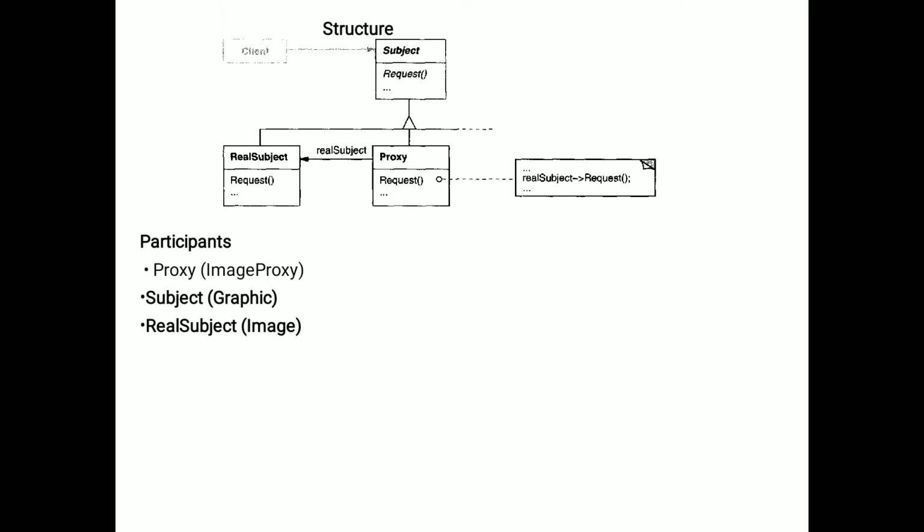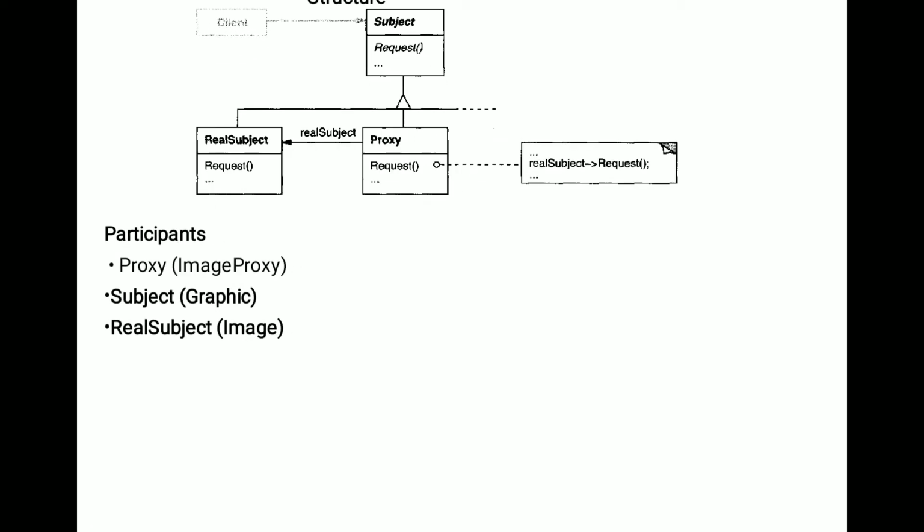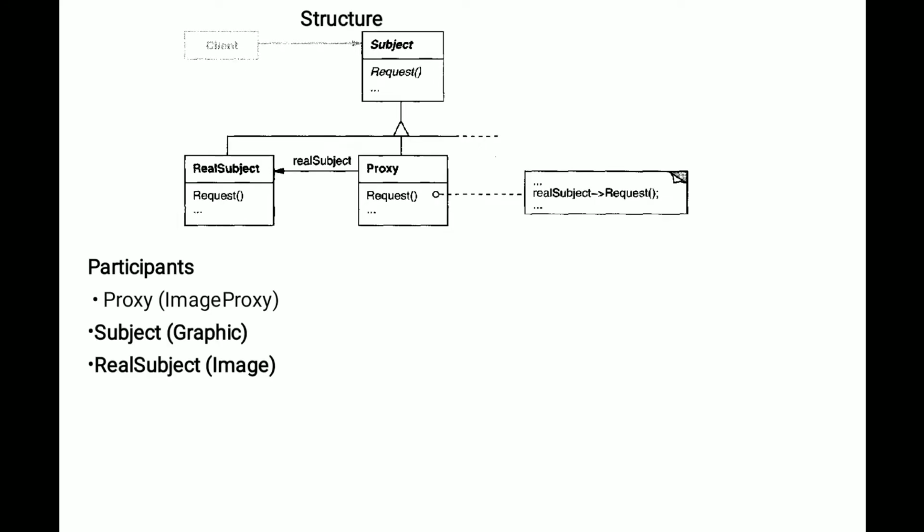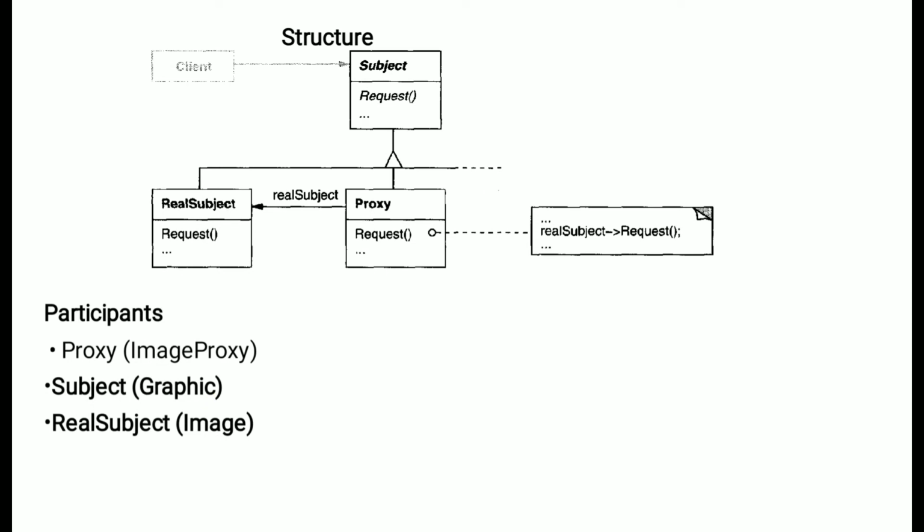Next, here you see the structure of the proxy design pattern. Here you will see the elements or participants in the proxy design pattern are proxy, subject and the real subject. Here subject is the graphic in the previous example, proxy is the image proxy and real subject is the image. Here you see the client is going to request for something, that is taken by the subject.